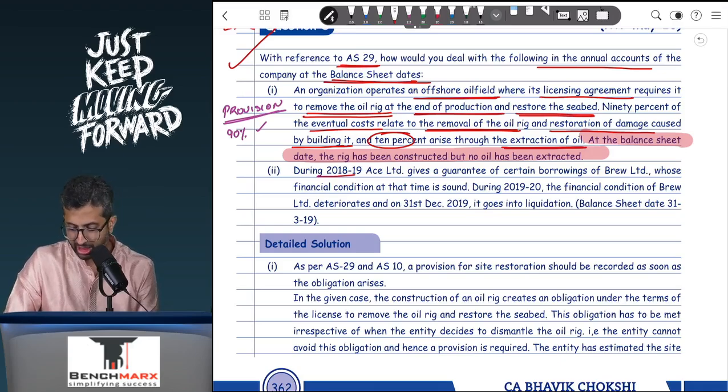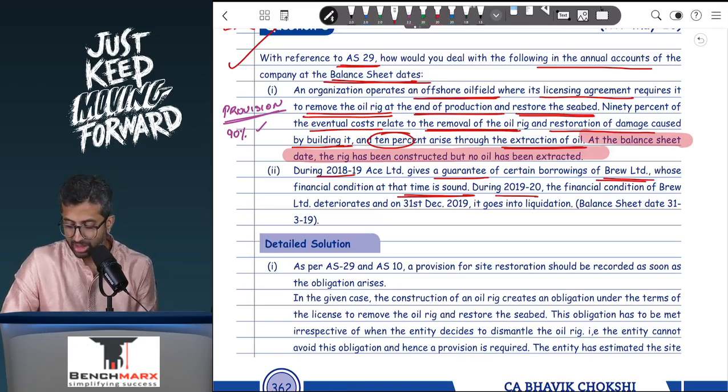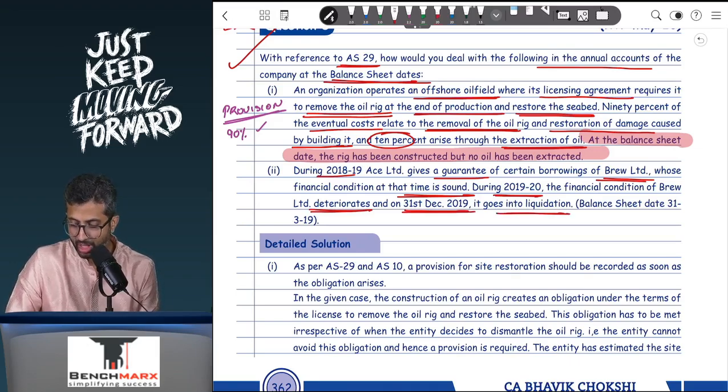So during 18-19, ACE gives a guarantee of certain borrowings of Brew, whose financial condition at that time is sound, which means it is not probable that I'll have to make the payment, and hence I'll just give a disclosure. Now during 19-20, the financial condition of Brew deteriorates, and as on 31st December 2019, it goes into liquidation. Balance sheet date is 31st March 19. So basically, if I look at the year 18-19, that is a balance sheet date of 31st March 19, as on this date, can I say that the condition is sound, in which case I will just give a disclosure?